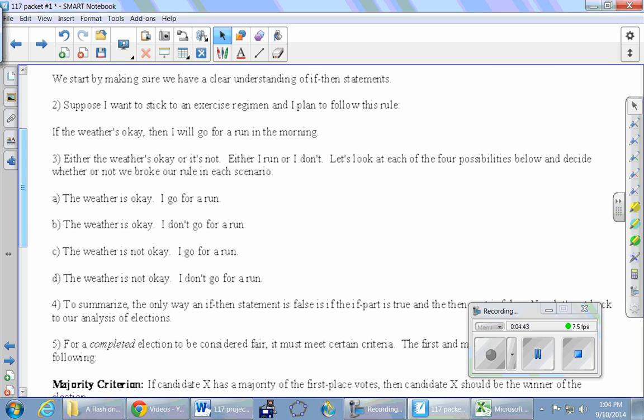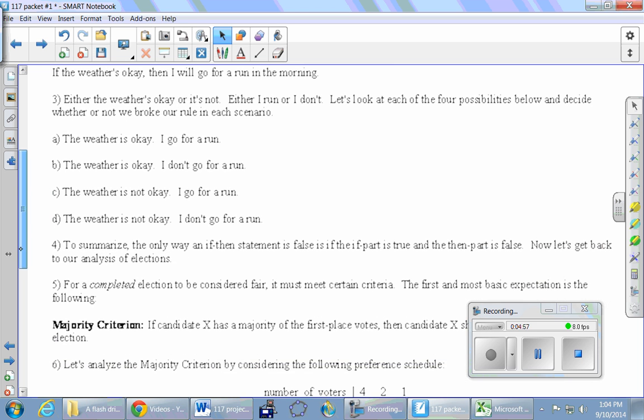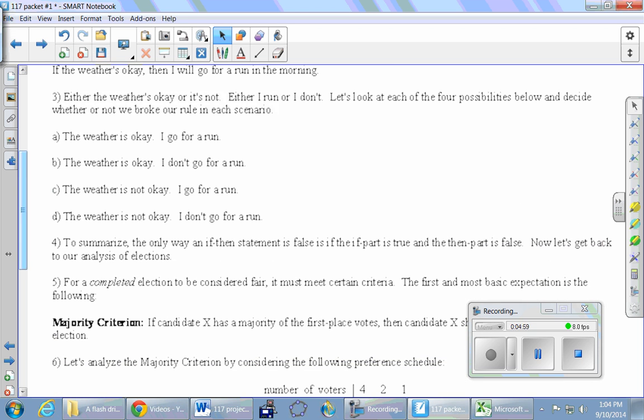Okay, that is my one rule. If the weather's all right, I'm going to go for a run in the morning. That's the rule, okay? 3, Samantha. Either the weather's okay or not, and either I run or I don't. Decide for each of the 4 possibilities below whether or not I broke the rule.